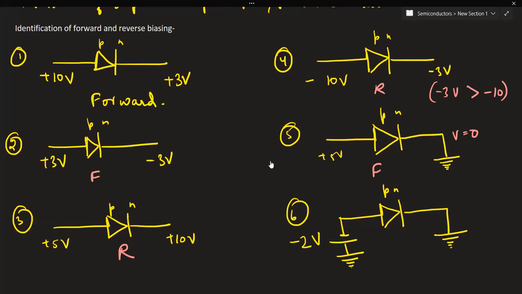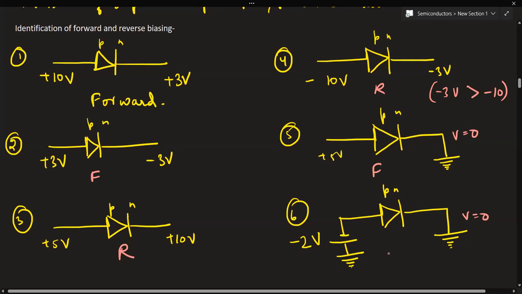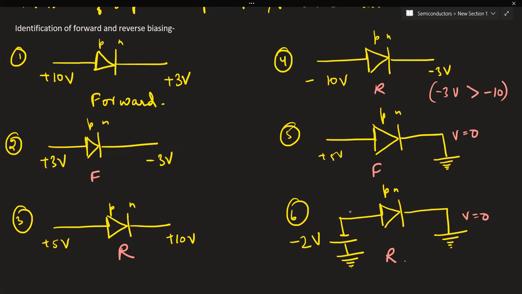Sixth part, it will be reverse. Yes, because this is 0 and this is minus 1. This will be reverse. So all of those who have not done this, just write it down. Then we'll do one more concept, which will be utilized in your current electricity as well.